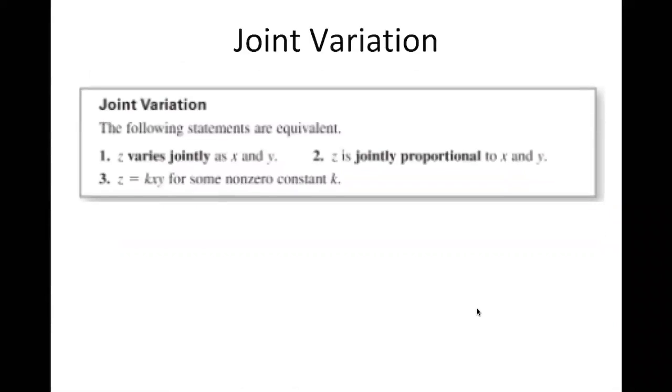The next one we're going to talk about is joint variation. If something varies jointly as two other variables, that would be multiplication. So again, you would just have two variables here instead of just the one. So we have z equals k times x times y for some non-zero constant k. Again, k is a numerical value.